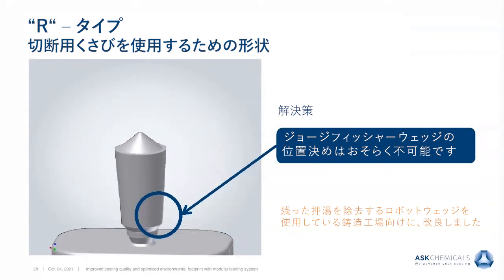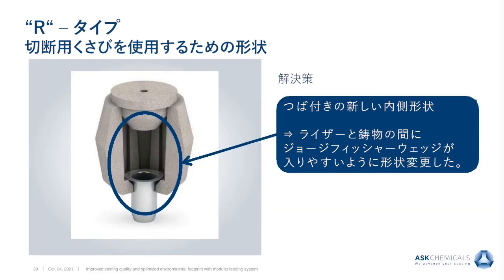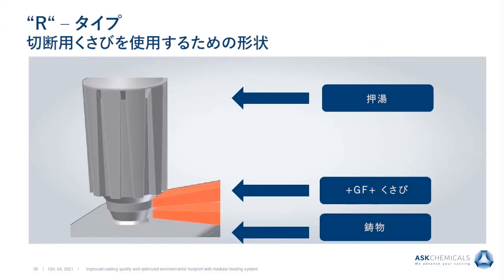In some cases, it was not possible as there was no counterface to position the wedge. So for this, we have developed a new geometry of the OPTIMA risers with ribs inside. And with these ribs, it's much easier to position this hydraulic wedge to remove the residual risers.